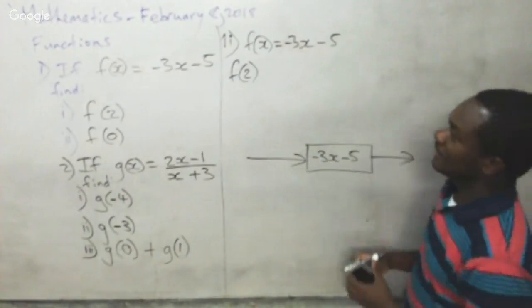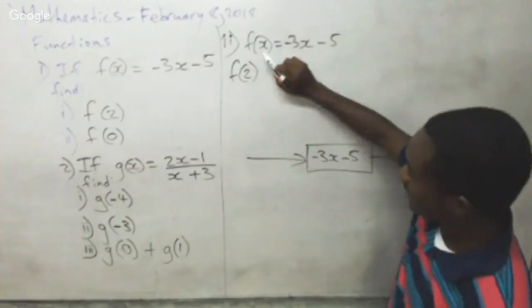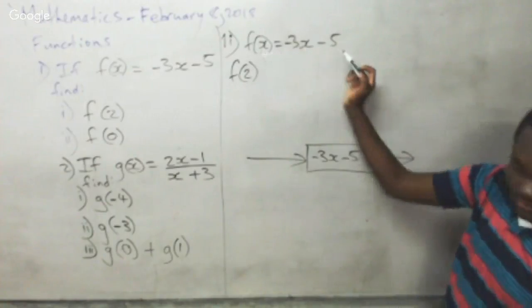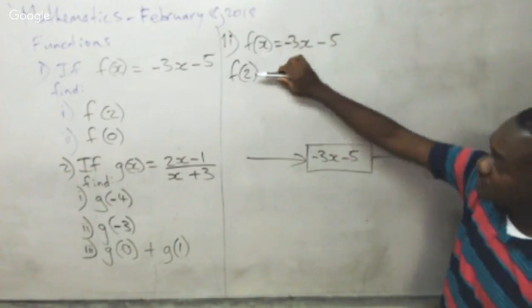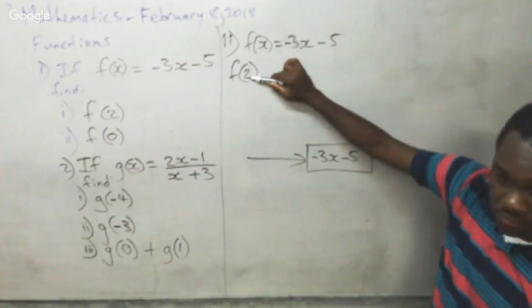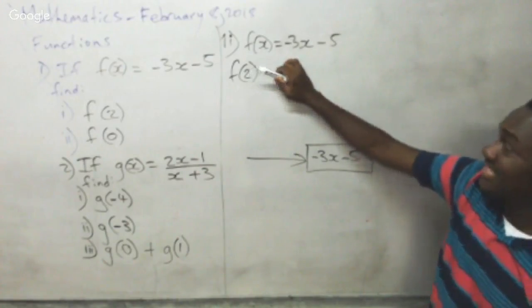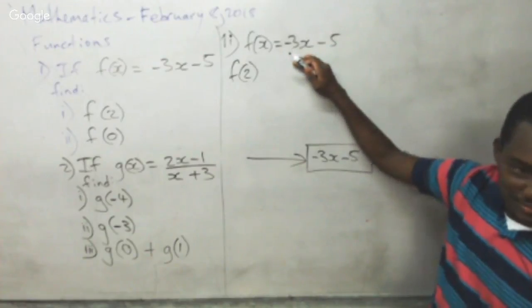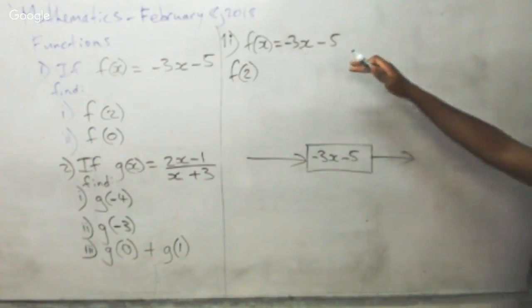So this number, x, is always the input. You're putting x into the function. So if you see f of 2 here, all it's saying is that 2 is going to be your input in the function. Yeah, you realize that?